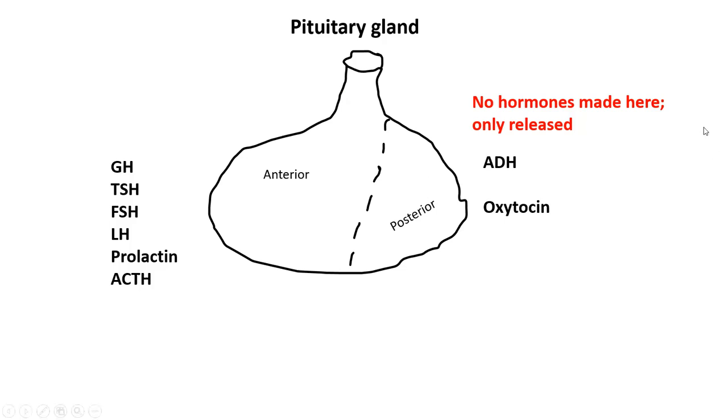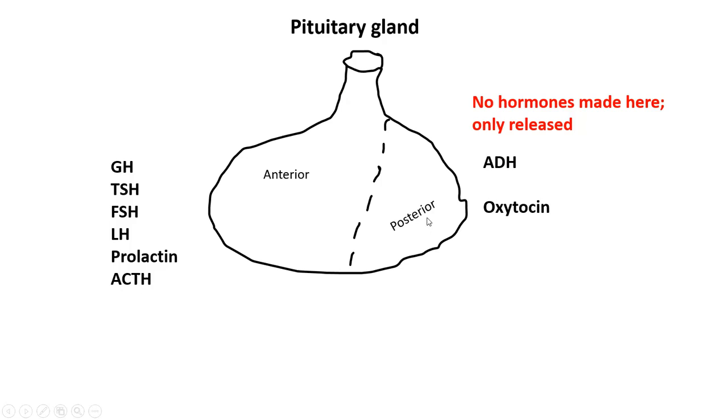So while anterior pituitary is an honest to goodness endocrine gland, the cells here are making all these hormones that you see listed. When we look at the posterior pituitary, there's no hormone production here. This is a curious case where hormones are only released in the posterior pituitary, not made.